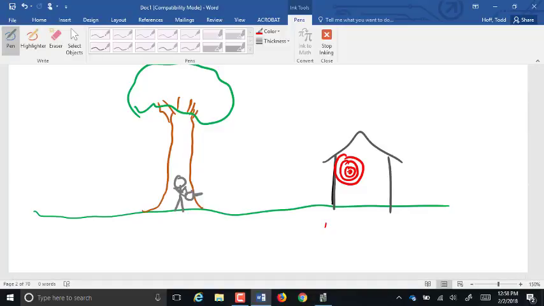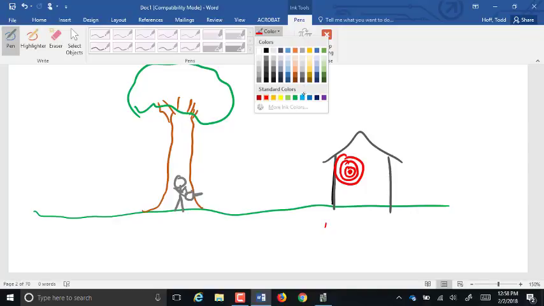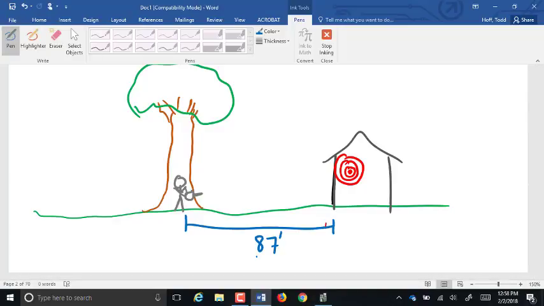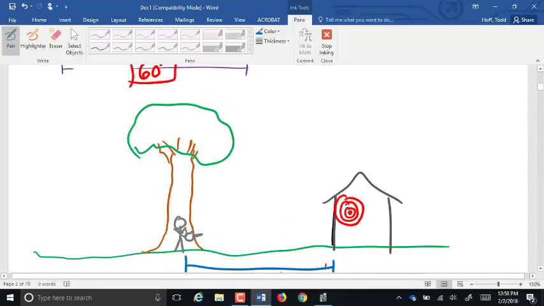Well, how would he be able to tell? Well, let's look at this. Let's say that from the center of the tree to the side of the house, Jasper measures it out, and it is 87 feet. Jasper, though, does not know how tall the tree is. He's not going to climb up there to measure it, so how can he estimate it?